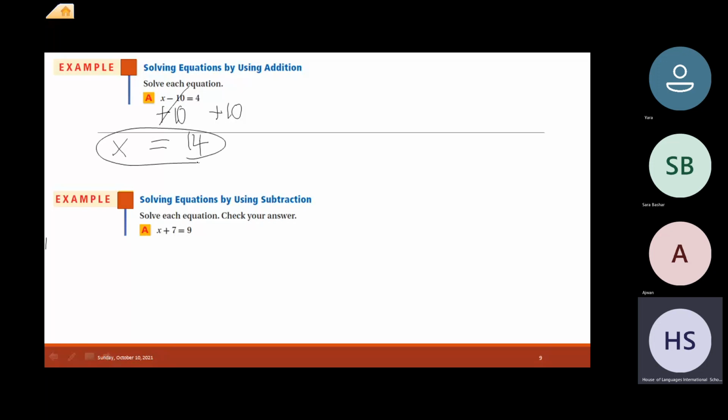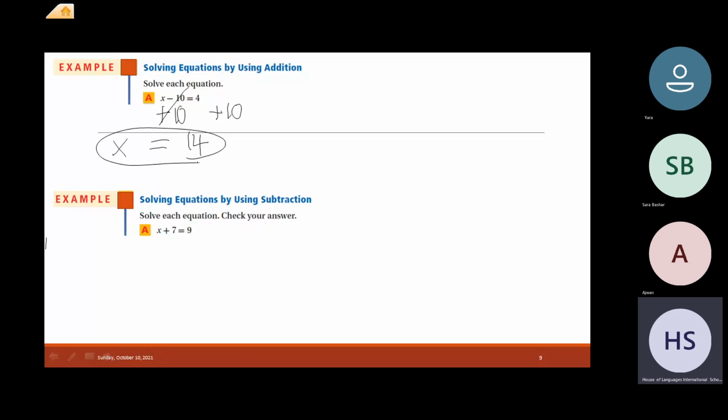Teacher, we could just say 10 plus 4, which is equal to 14. Okay, this is your topic in grade 6. Now let's go to the second one here.